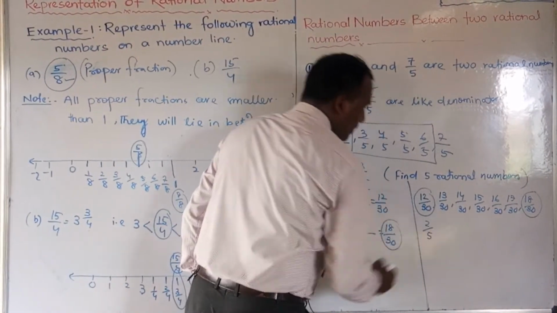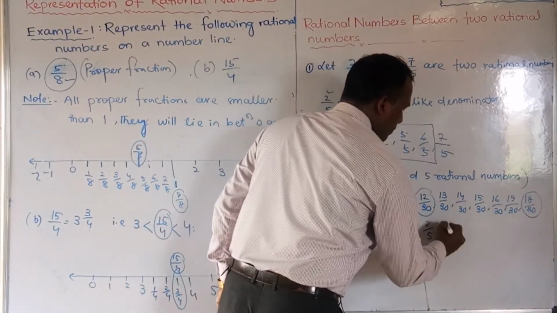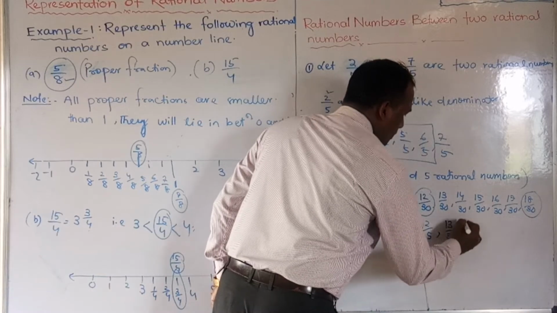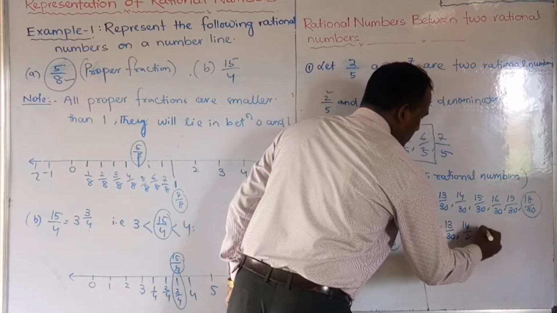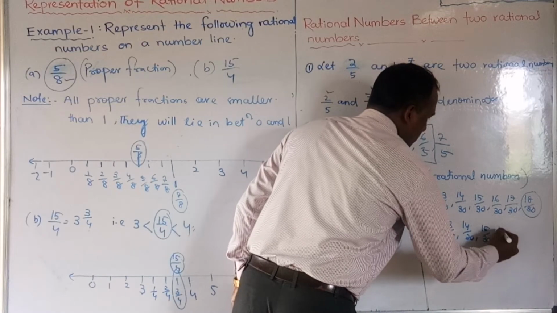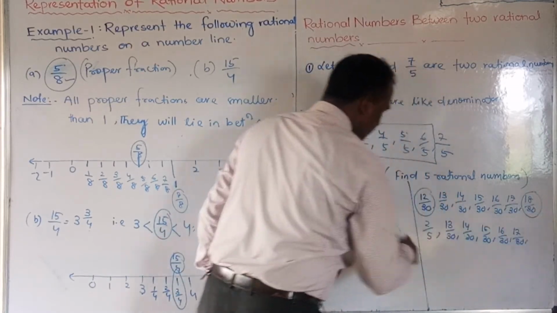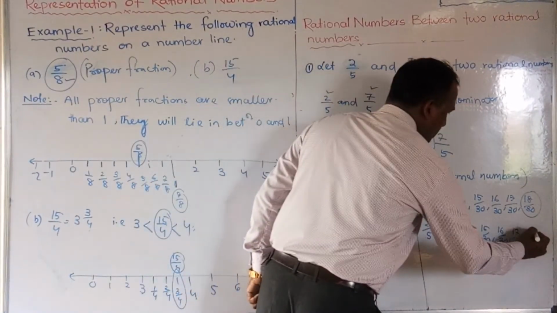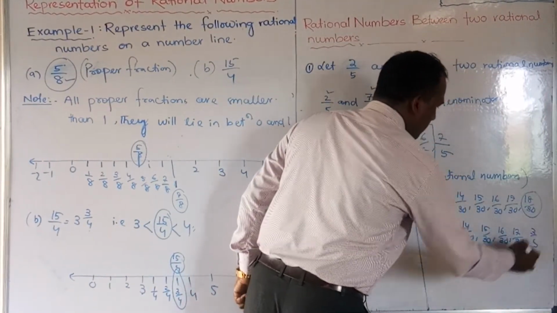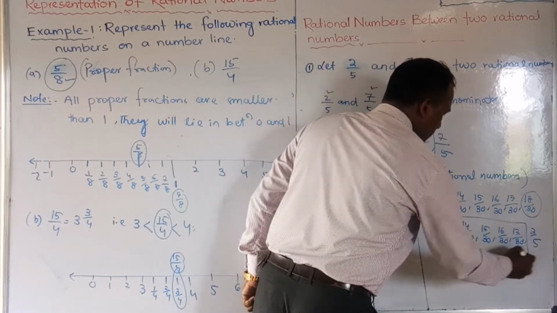So write its numbers: you can write 13/30, 14/30, 15/30, 16/30, 17/30. In place of 18/30 what can we write? 3/5, because both values are the same. So we got these 5 rational numbers.